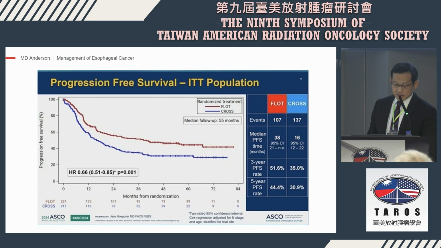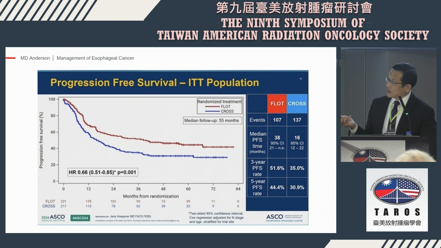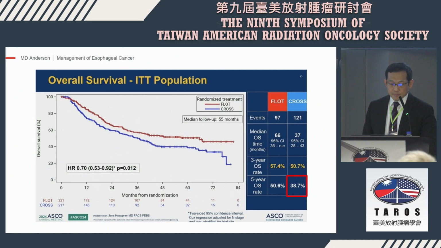What's most surprising, and maybe not surprising, is that FLOT did much better. If you look at the progression-free survival, FLOT exceeded the CROSS arm. You can see in both groups that the 3-year and 5-year progression-free survival was superior in the FLOT group compared to CROSS. That also translated into overall survival, with a significant improvement in overall survival in the FLOT group compared to CROSS.